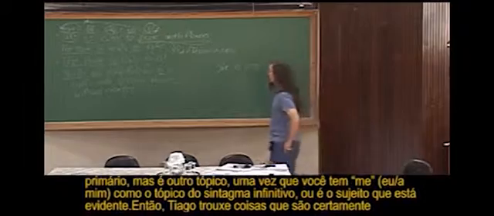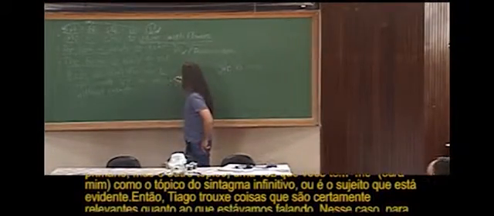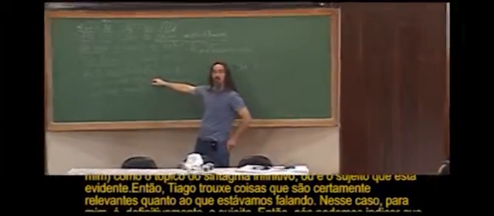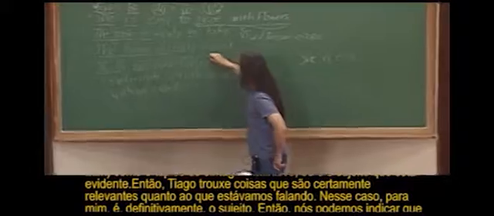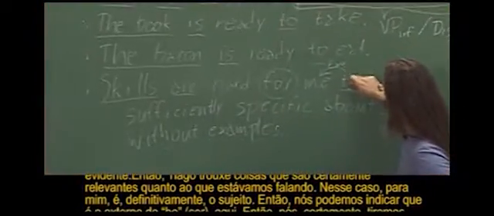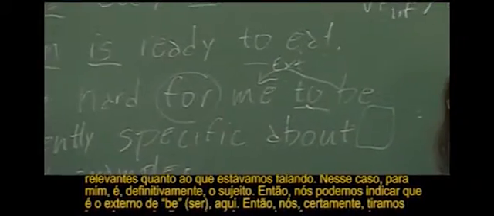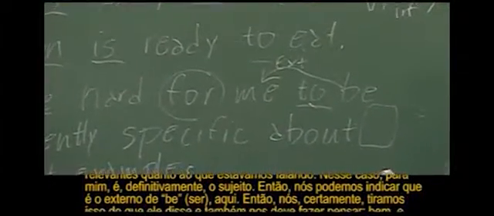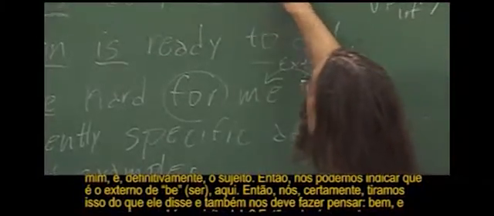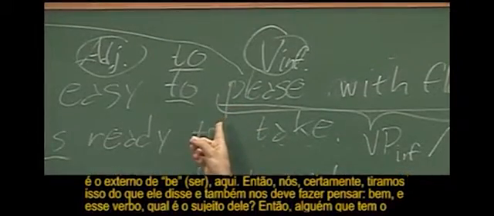Okay, so Thiago has brought up some stuff which is certainly relevant for what we're talking about. So in this case, the me is definitely the subject. So we can indicate that it's the external of B here. Okay, so we certainly get that from what he said. And that also should make us think, well, what about this verb? What's the subject of that?